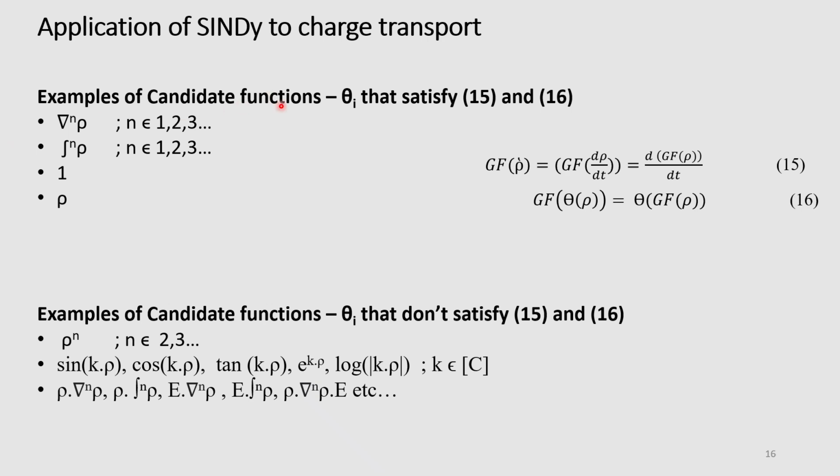So I tried a bunch of candidate functions to check if they are valid as per these conditions, and the candidate functions that satisfy 15 and 16 are rho, 1, which is just a constant, and all integrals and derivatives of rho. Whereas rho to the power n, where n is greater than 1, sine of rho, cos of rho, and multiplicative combinations of rho and derivatives of rho, or rho and integrals of rho, do not satisfy conditions 15 and 16.